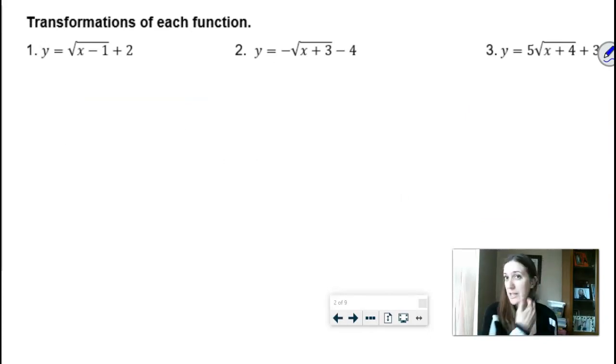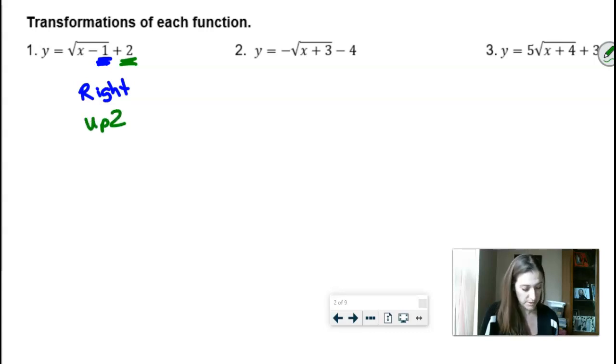So, same idea here, we're going to identify the transformations, and I'm going to try to keep my colors straight here. So remember, there is a built-in negative underneath the square root piece of the function, just like there was in the absolute value graph. So this right here is a shift of right 1. And then over here we have an up 2. Up 2, right 1.